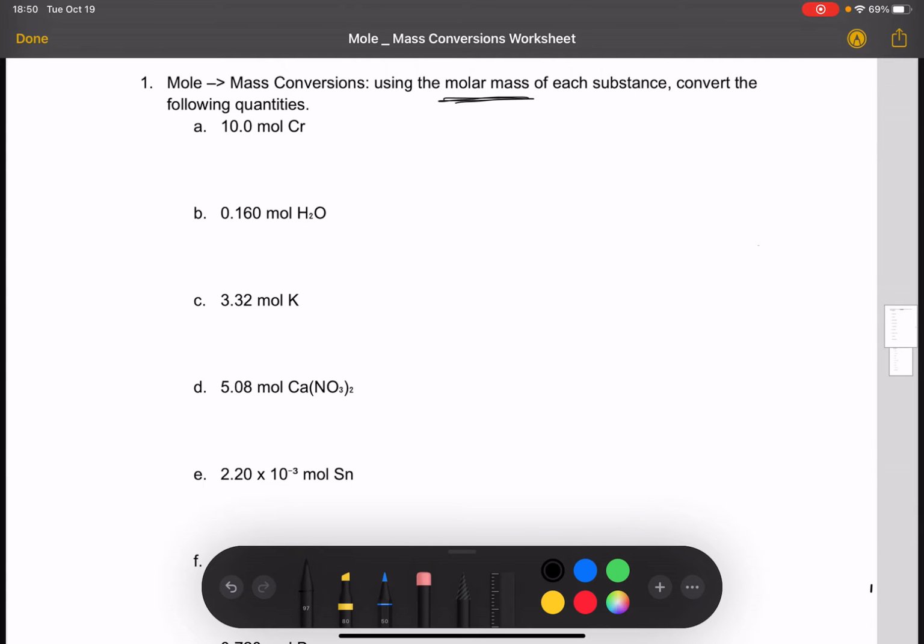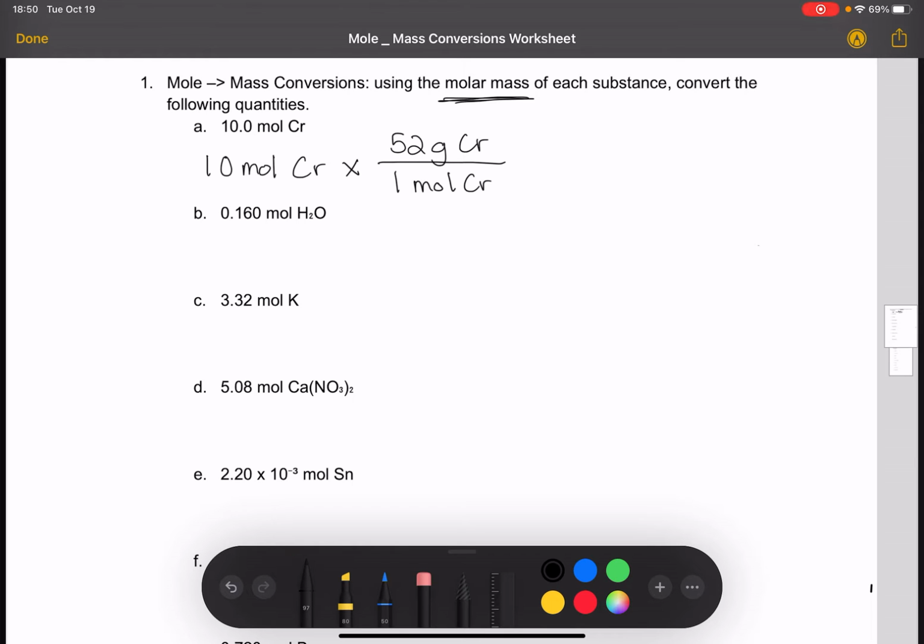So again, I'll rewrite this for you. I have 10 moles of chromium, and I'm going to multiply that by my conversion factor, which is also just looking at the periodic table and seeing that I have 52 grams of chromium in every mole of chromium. How do I know that? Because molar mass is the same as its atomic mass, which is displayed on the periodic table. And molar mass is basically the mass of 6.02 times 10 to the 23rd atoms of that element.